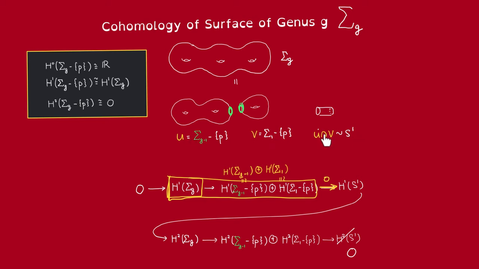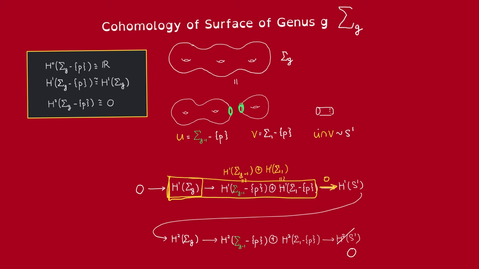Because U, V, and U intersect V were all connected, we can start the long exact sequence at 0. And then we have proven that this map here is just 0. So then we have H1 of the g-hole torus is just going to be isomorphic to this direct sum. Thus now, to compute this cohomology of the g-hole torus, we need to compute the cohomology of the punctured g-hole torus. And thus, that's what we're gonna do next.